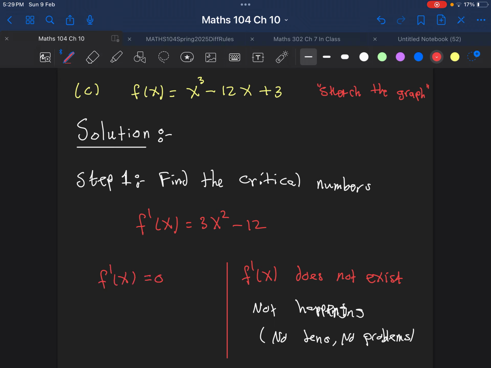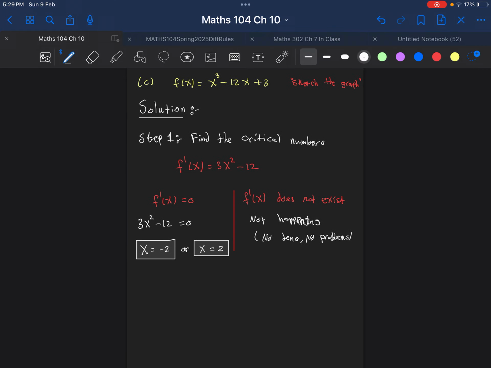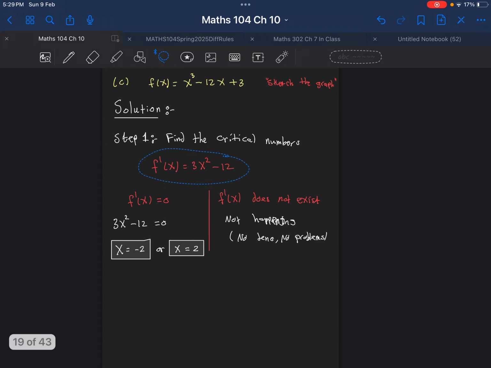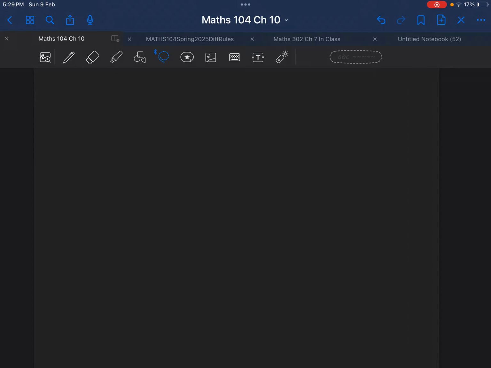The other case for the critical number is equal to 0, which means 3x squared negative 12 equal to 0. That means x is either negative 2 or x equal to 2. So those are the only two numbers that could be local maximum, that could be local minimum. It could be, of course, neither, but those are the candidates that we have. Step number 2, we will take this derivative and we will see where this derivative is positive and where it will be negative.